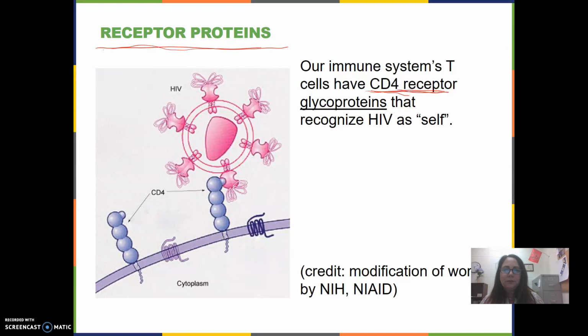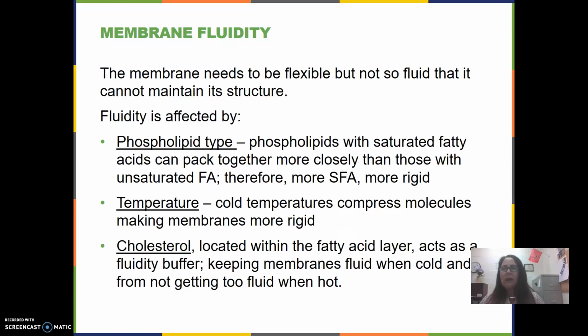And that is how HIV is able to trick our immune system into infecting our cells and tricking our cells into making more copies. So that's just one example of a receptor protein that has a function that we don't like, but sometimes those receptor proteins can be manipulated by viruses and other pathogens.